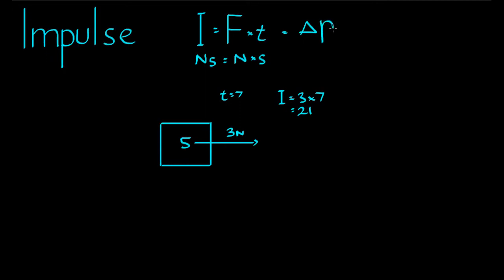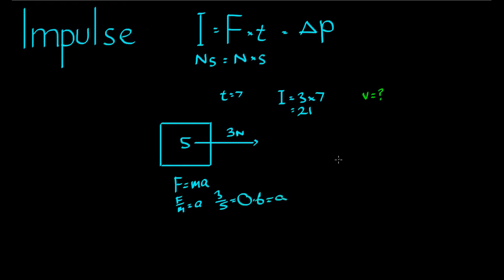So to demonstrate why this is useful, I'm going to solve this question first of all the difficult way, and then we'll solve it the easy way. I want to figure out the final velocity of this box. Let's work out the acceleration first. So F is equal to ma. F over m is equal to a. 3 over 5 is equal to 0.6.